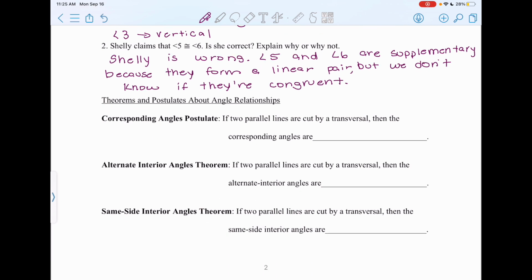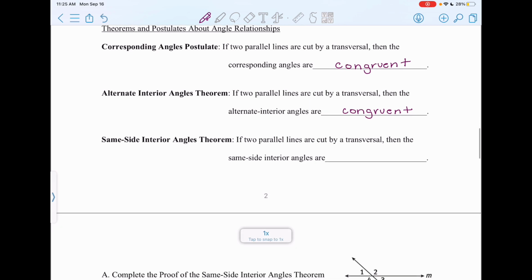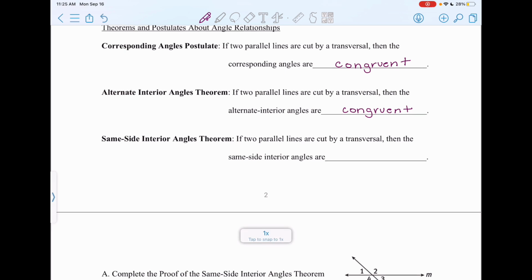So if two parallel lines are cut by a transversal, then the corresponding angles are congruent. That's the corresponding angles postulate. If two parallel lines are cut by a transversal, then the alternate interior angles are also congruent. That is the alternate interior angles theorem. And lastly, if two parallel lines are cut by a transversal, then the same side interior angles are supplementary.